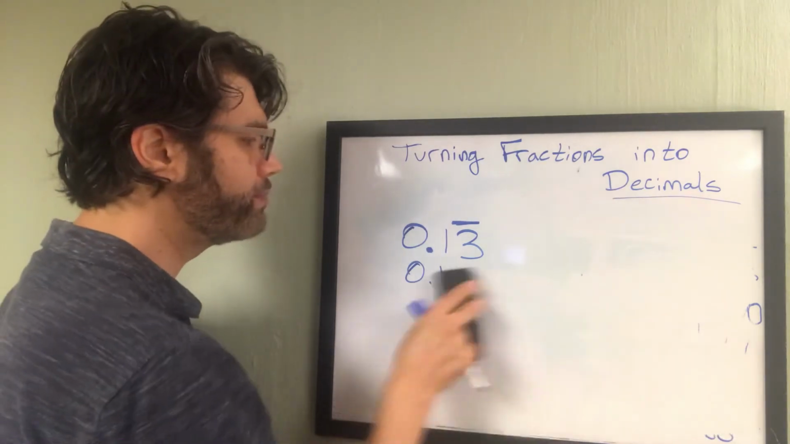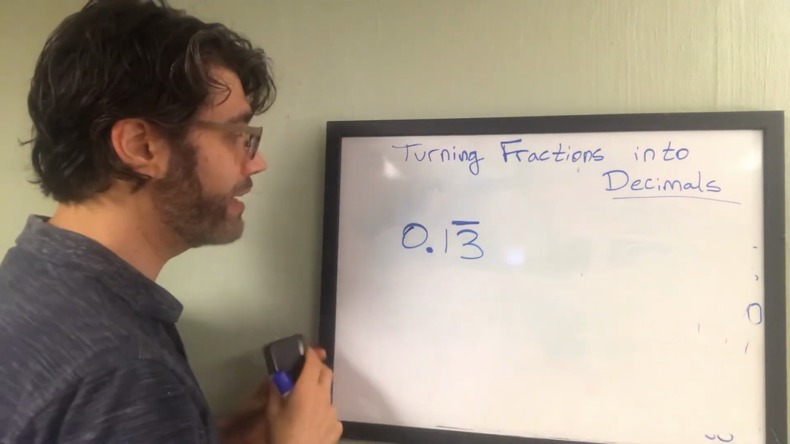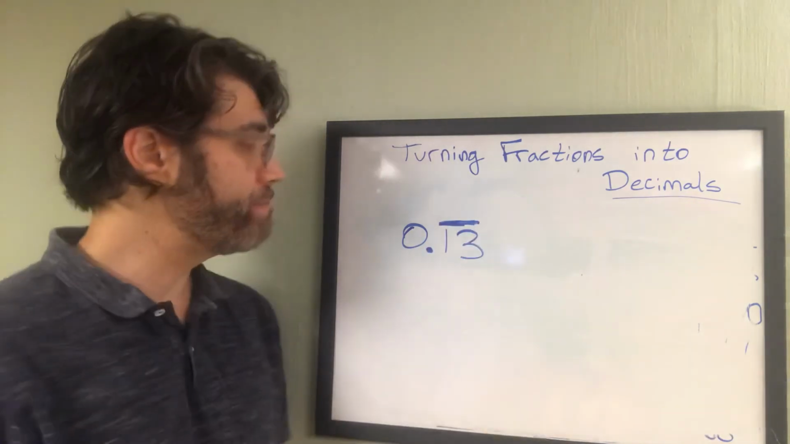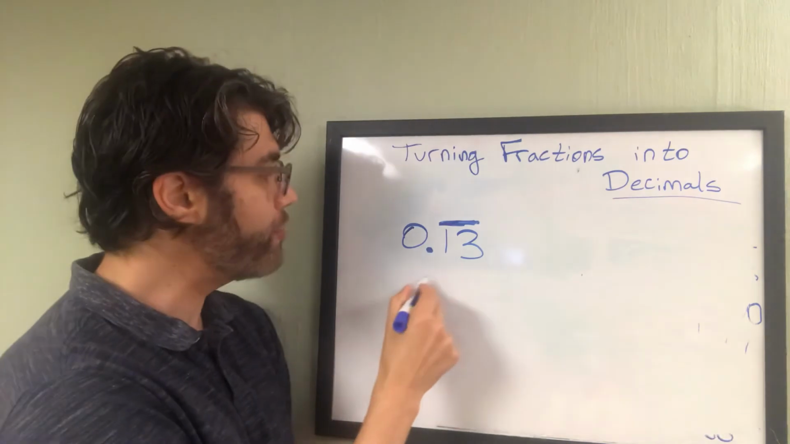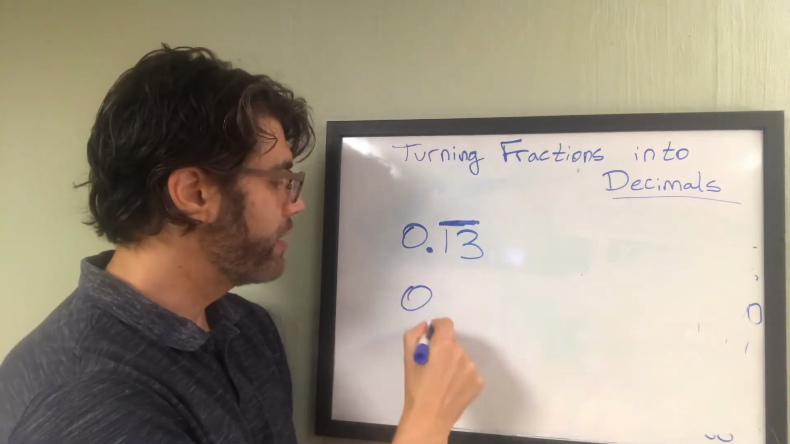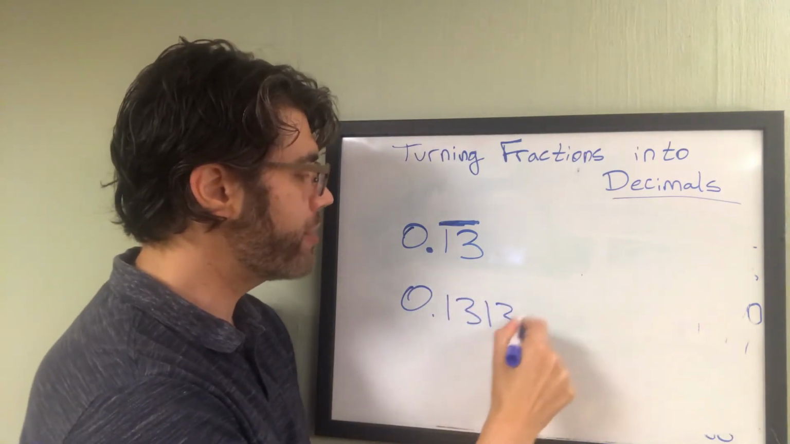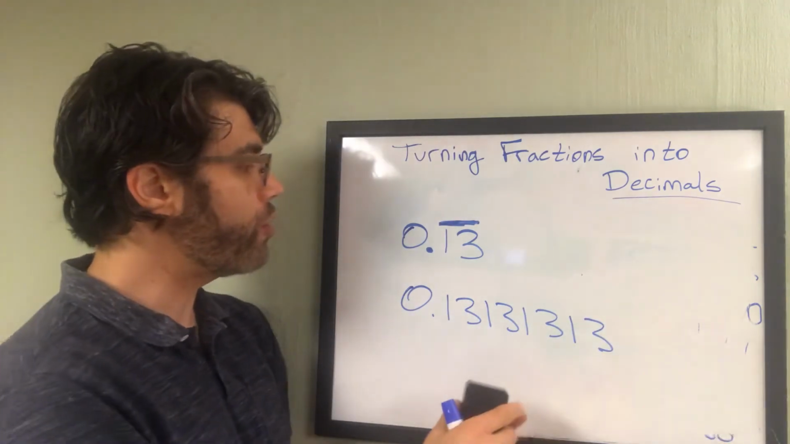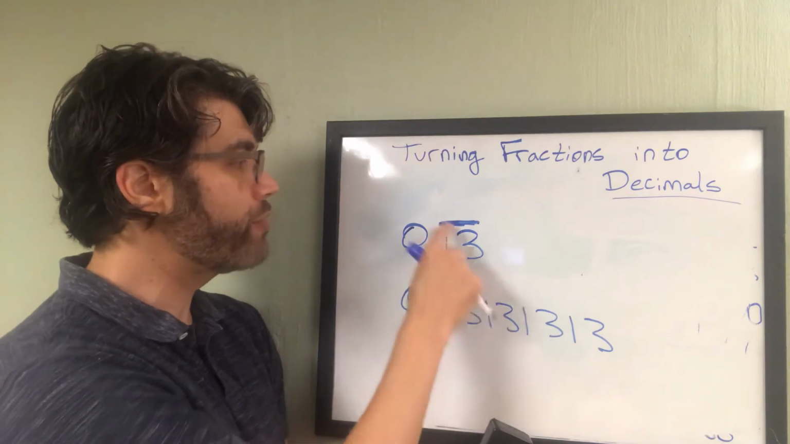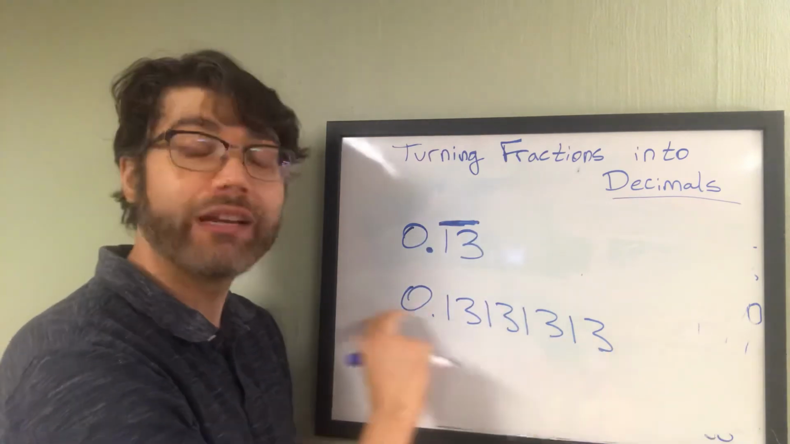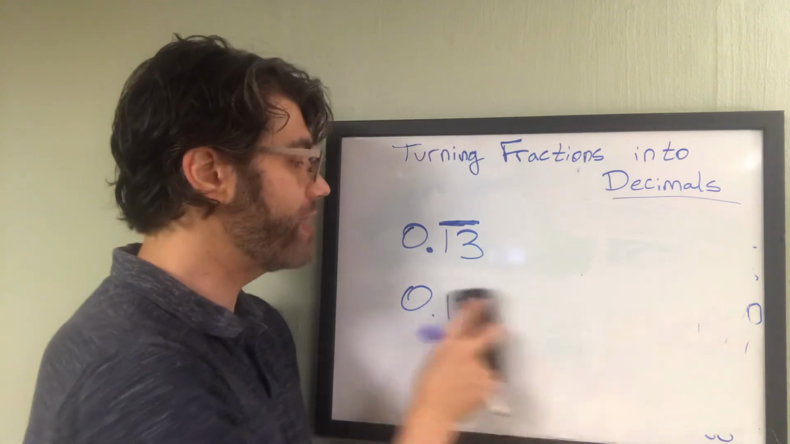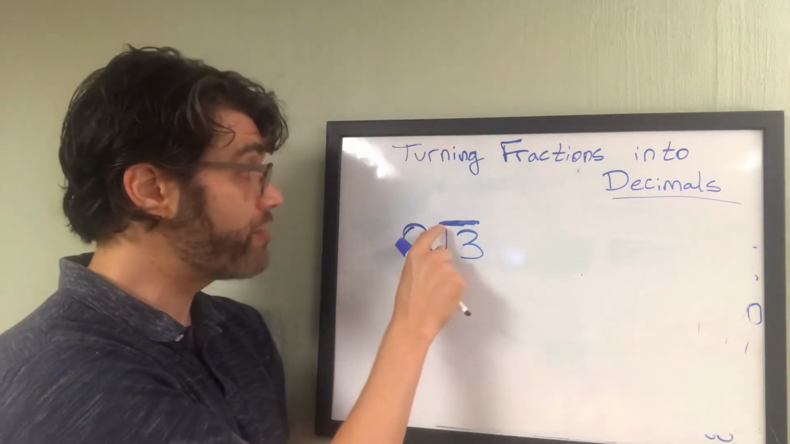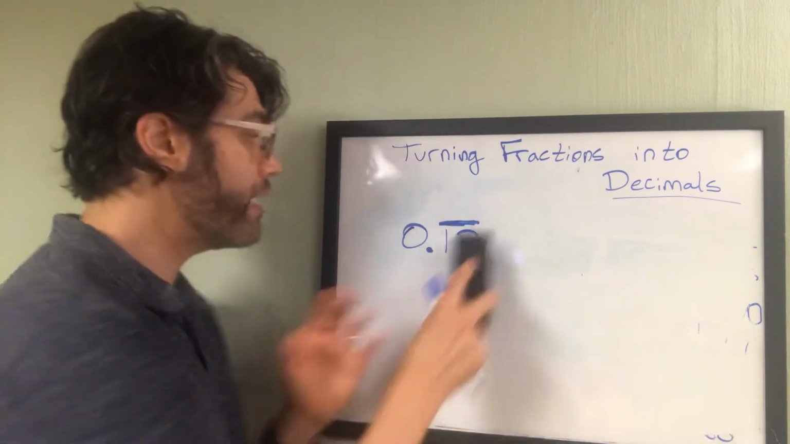What if, though, I accidentally put the bar over the 1 as well? That would mean something very different. That would mean that the 1, 3 keeps repeating. So that would look like 1, 3, 1, 3, 1, 3, 1, 3. And that would just keep going forever, okay? So 0.13 with a bar over it means something very different than if I just put the bar over the 3. Now, in some cases, you want to have the bar over the 1 and the 3, okay?